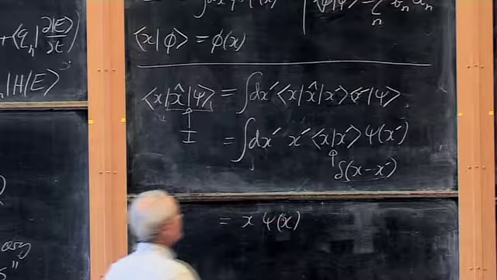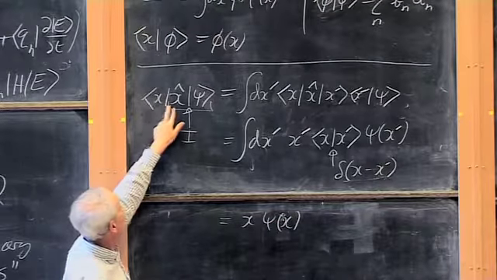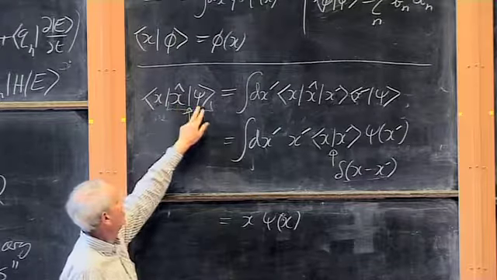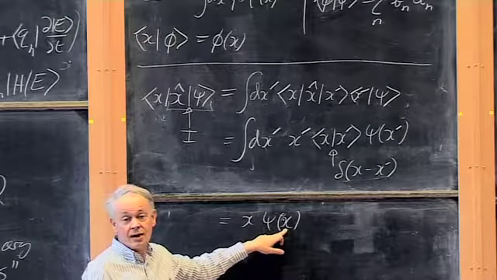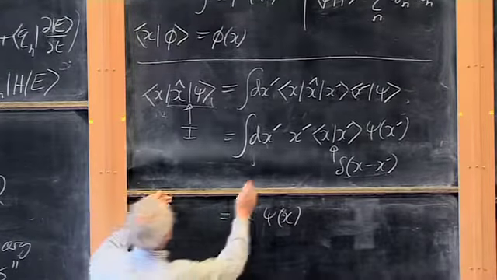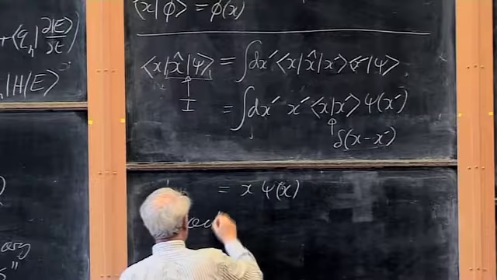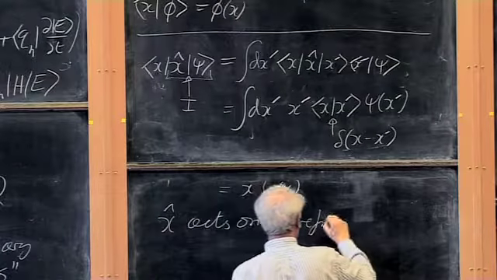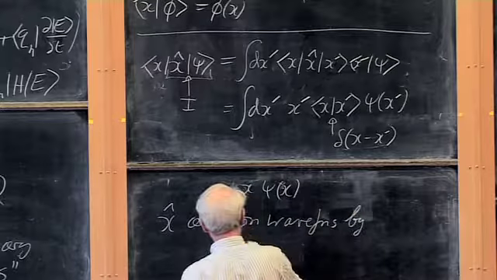So at the end of a long story, what have we discovered? We've discovered that the wave function associated with the result of using the operator x on some state is simply x times the wave function of the original state. The way to remember that is to say that the operator x acts on wave functions by ordinary multiplication.